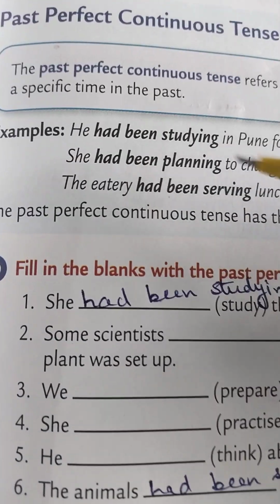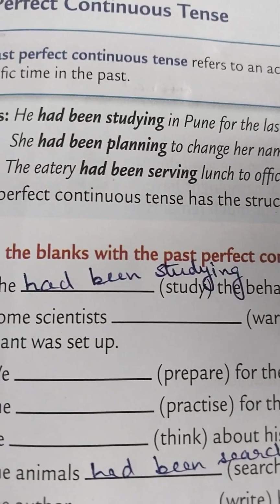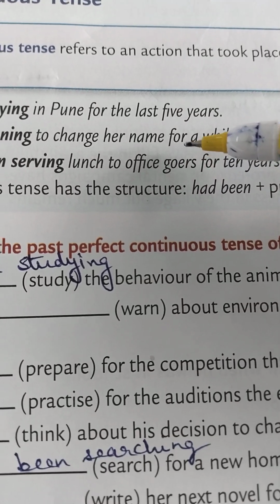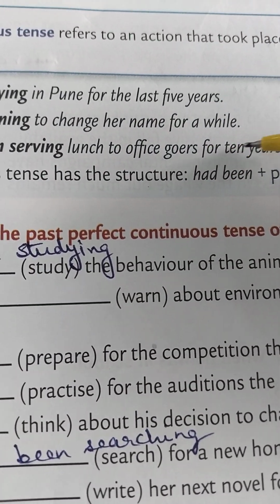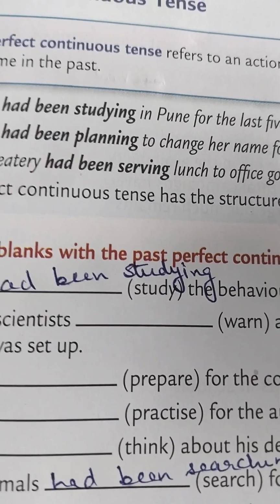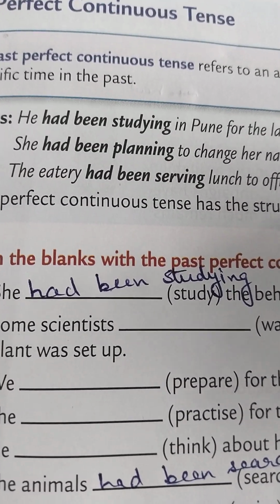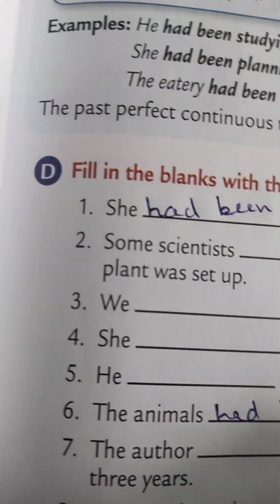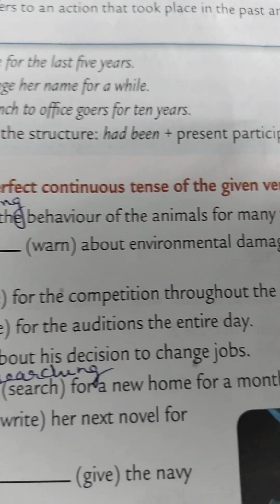Okay. She had been planning to change her name for a while. The eatery had been serving lunch to office workers for 10 years. Okay, so in this sentence, for 10 years, this part is referring to the specific time in the past. Now, the past perfect continuous tense has the structure, children, had been plus the present participle form of the verb plus ing.